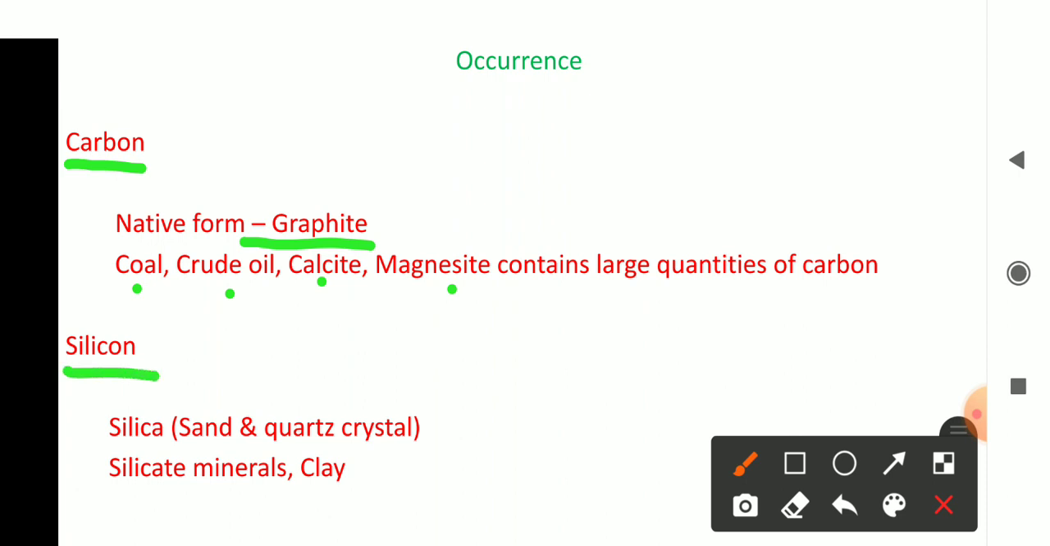Then come to silicon. The symbol of silicon is Si, and it is available in silica. And silica is present in sand and quartz crystal. So for silicon, what are the sources? Silica. Silica is present in sand and quartz crystal. Also in silicate minerals and in clay, what is present? The silicon element is present. So in the occurrence part we have discussed about only two elements. We have discussed about carbon as well as we have discussed about silicon. Is it clear, students? Yes.